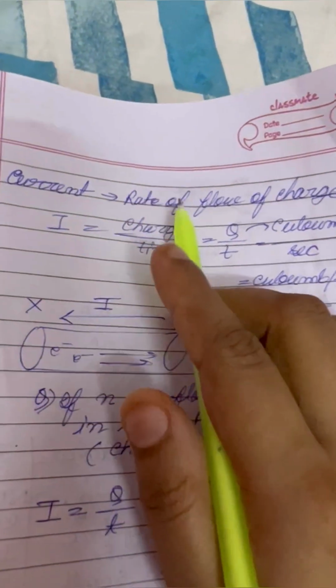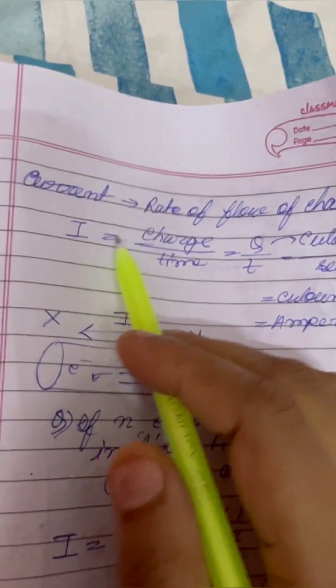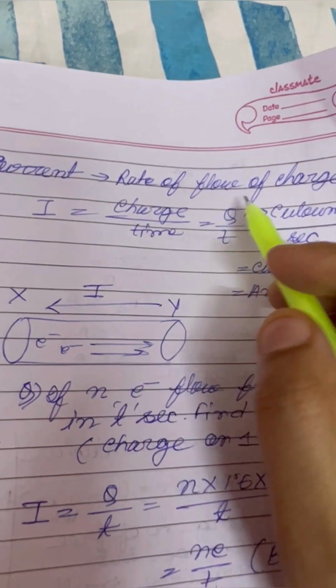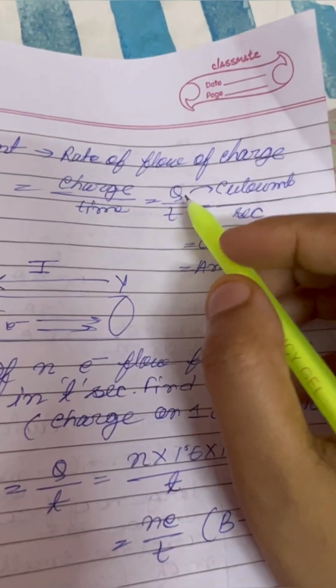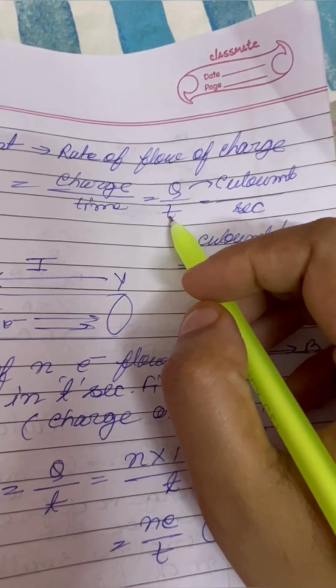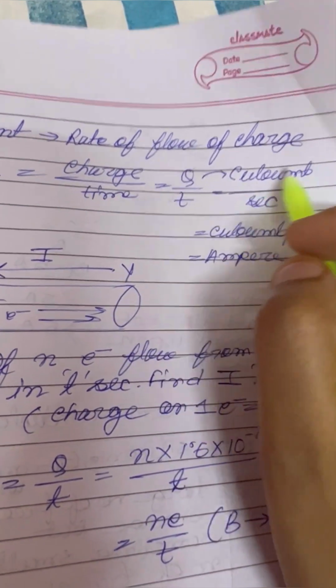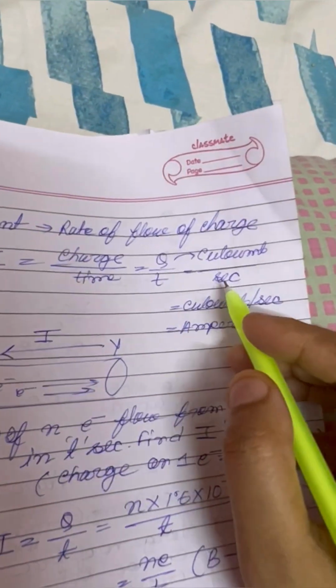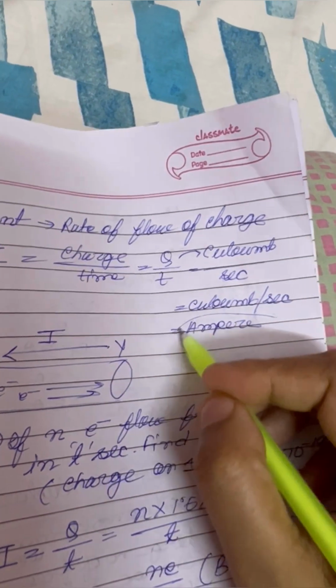Current means the rate of flow of charge. So current is equal to charge by time. Charge we denote by Q and time by T. The charge unit is coulomb, and T is time in seconds. So coulomb per second is the unit of current, and coulomb per second we can also write as ampere.